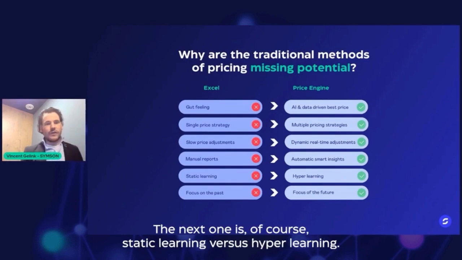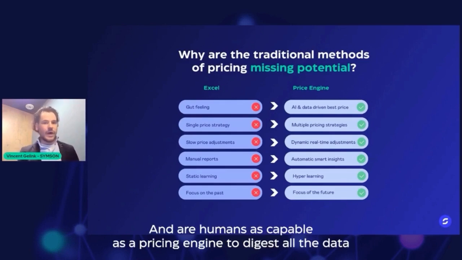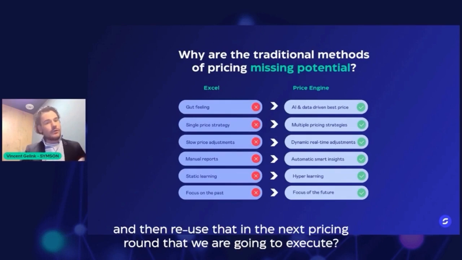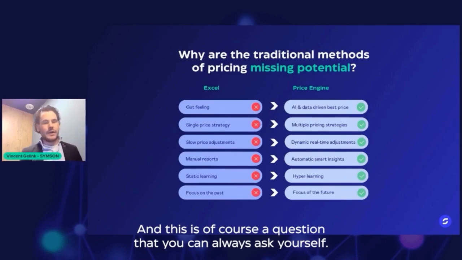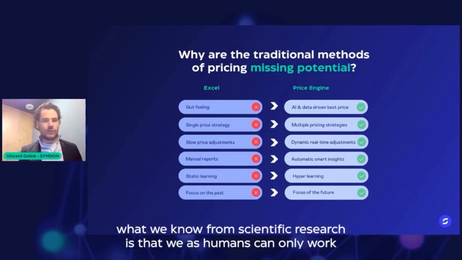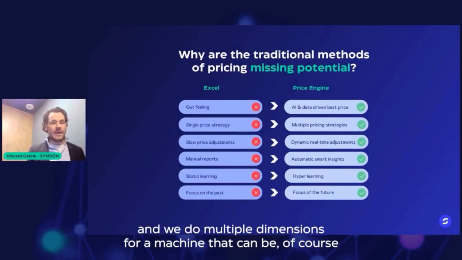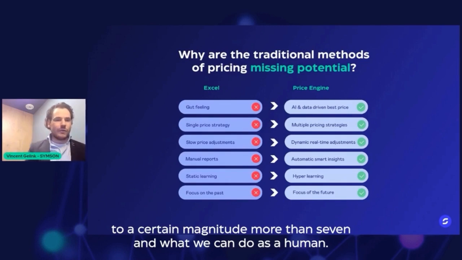The next one is, of course, static learning versus hyperlearning. So what do we do, and are humans as capable as a pricing engine to digest all the data and come up with the learnings and then reuse that in the next pricing round that we are going to execute? This is a question that you can always ask yourself. Of course, we have capabilities together with Excel, but in general, as an assumption, what we know from scientific research is that we as humans can only work with some 7 numbers at the same time. If you look at a machine, we can do multiple dimensions, which can be, of course, a certain magnitude more than the 7 that we can do as a human.